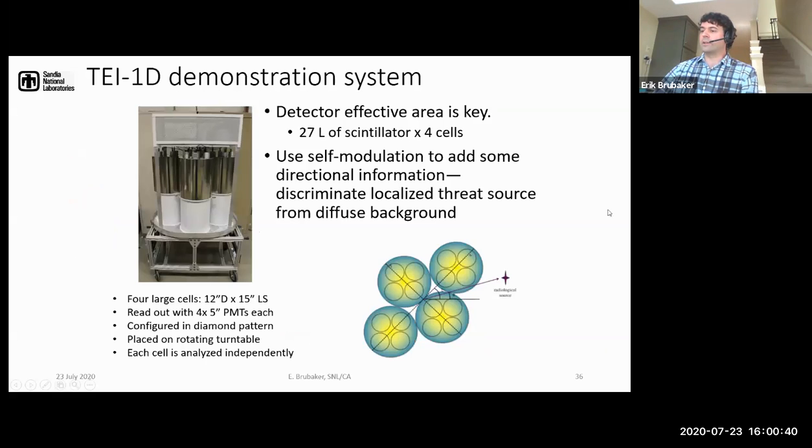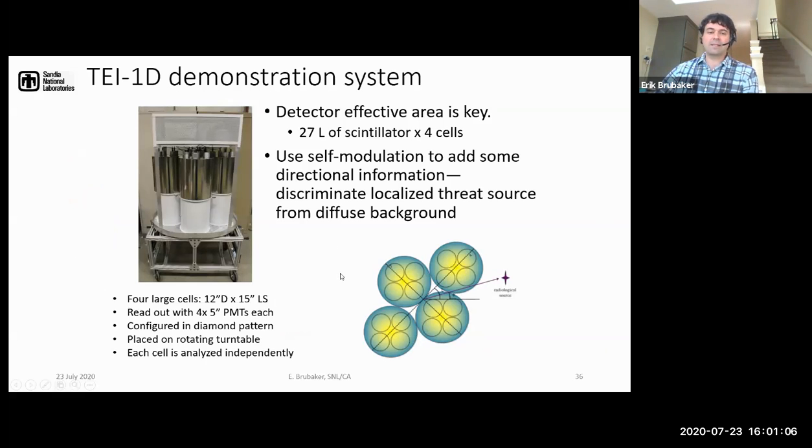So I will go quickly through this because we're out of time. The detector system is 4 very large scintillator cells, each read out. So these are 12-inch diameter by 15-inch scintillator cells. The goal is just to have as large a sensitivity as possible. Each of them is read out by 4 PMTs, 4 5-inch PMTs, and they're kind of set up in this diamond pattern, and then this whole platform rotates.